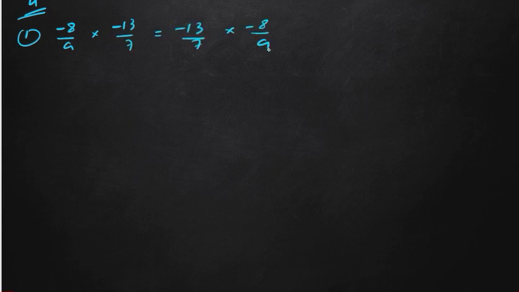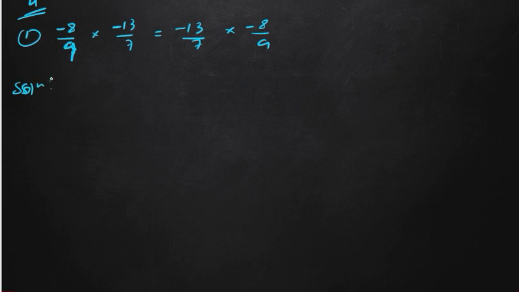Name the property of multiplication illustrated by each of the following statements. The first question is minus 8 by 9 into minus 13 by 7 equals minus 13 by 7 into minus 8 by 9. It is of the form a by b into c by d equals c by d into a by b. This property is known as the commutative law.